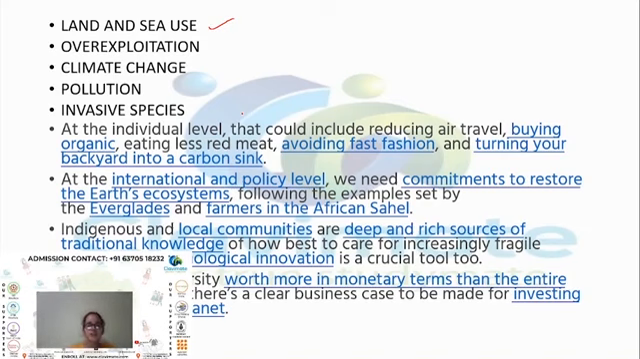So okay, how are we going to mitigate or control these biodiversity losses? We can reduce the usage of air traveling, eat less red meat, avoid fast fashion, and turn your backyard green. And you can also use indigenous traditional knowledge, which is also important. I mean, that is the best way of improving biodiversity and preventing its loss.